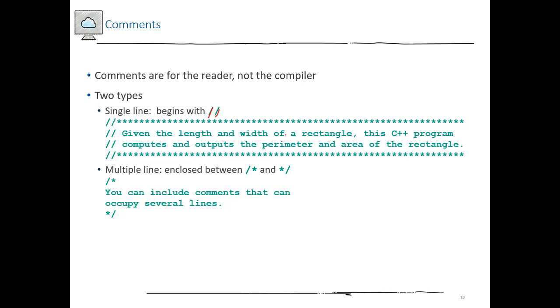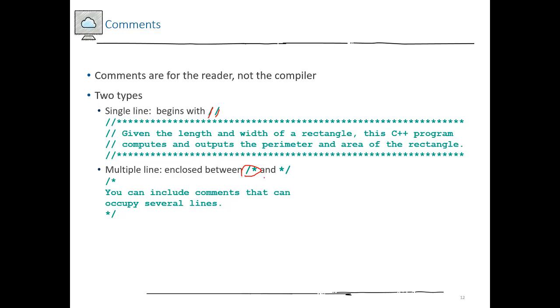And given the length and width of the rectangle, this C++ program computes and outputs the perimeter and area of a rectangle. All of that sentence is enclosed in a comment, and every line is a comment, right? In that particular area of the comments. You can also have multiple line comments by using forward slash and a star.